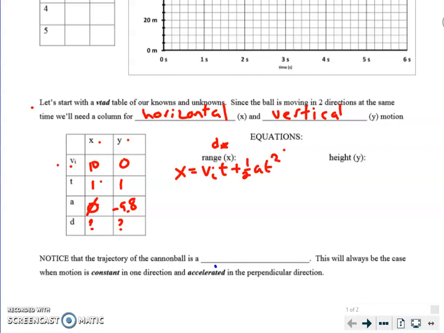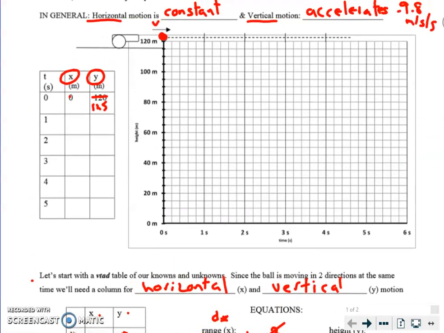Since my A is 0, this whole thing becomes 0. So I have a very simple equation for how far it's going to go after each interval. It's simply how fast I'm going multiplied by time. So after 1 second, it's 10 times 1, which is 10. After 2 seconds, it's 10 times 2, so that's 20. So let's go ahead and fill out the table there. So this is going to be 10, 20, 30, 40, 50. And that's what I was showing before.